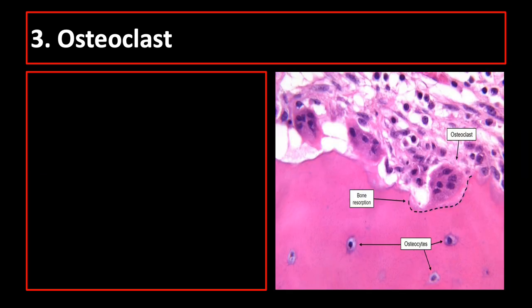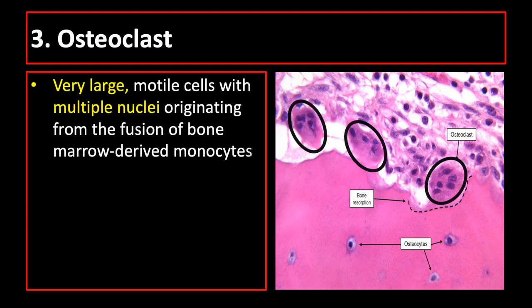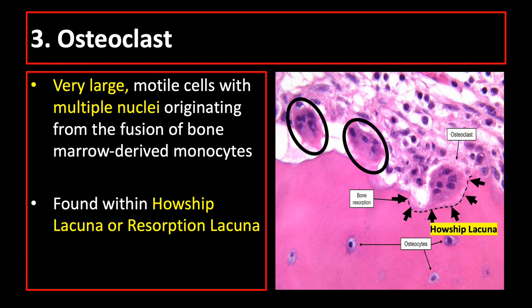And the third cell is osteoclast, which is described as a very large motile cell with multiple nuclei originating from the fusion of bone marrow-derived monocytes. In areas of bone undergoing resorption, osteoclasts on the bone surface are found within enzymatically etched depressions or cavities in the matrix known as Howship lacuna or resorption lacuna.